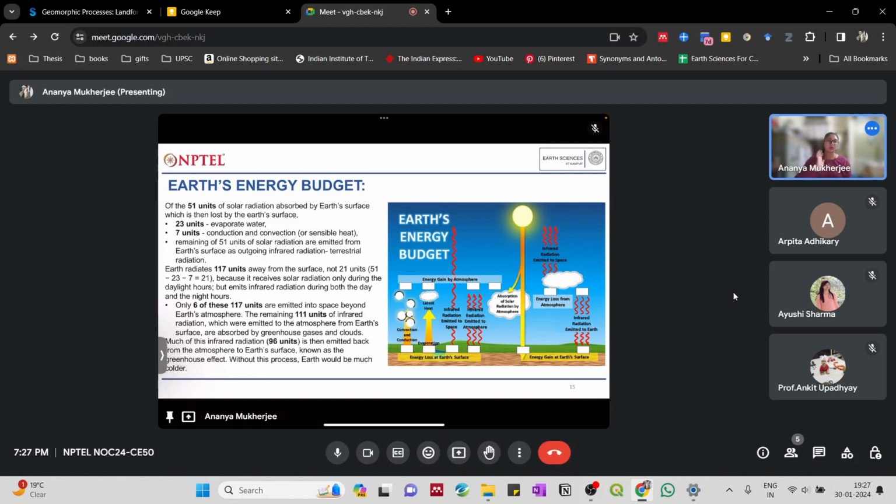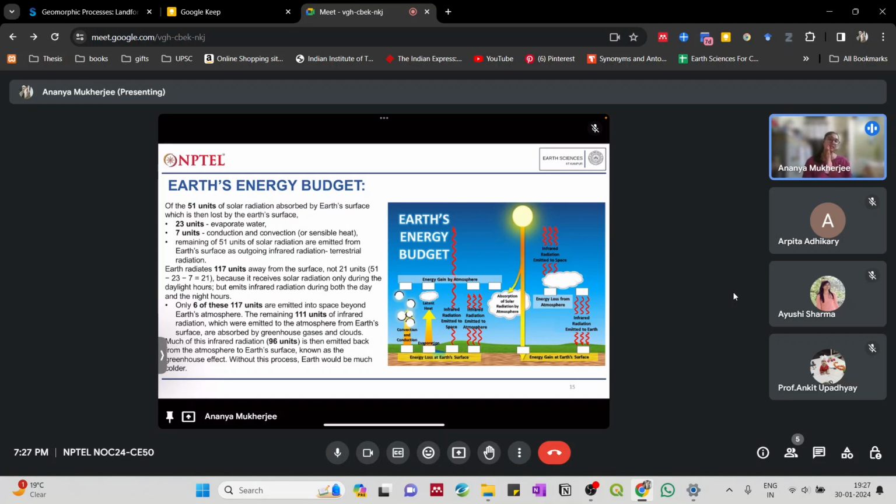Convection and conduction are important for the different heat transfers that are happening on the Earth's surface. Okay. So of the 51 units, 23 units are used up for the evaporation of water, and 7 is again gone. So the remaining part of those 51 units are then emitted from the Earth's surface as infrared radiation, also called terrestrial radiation.